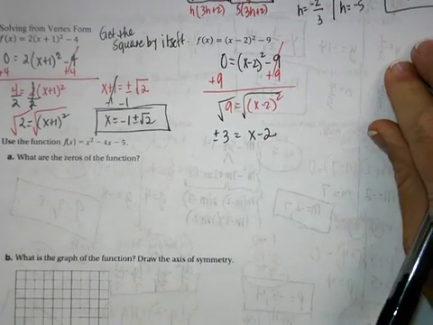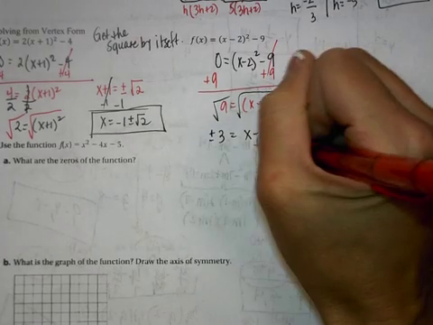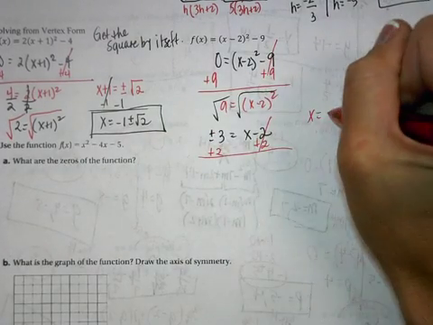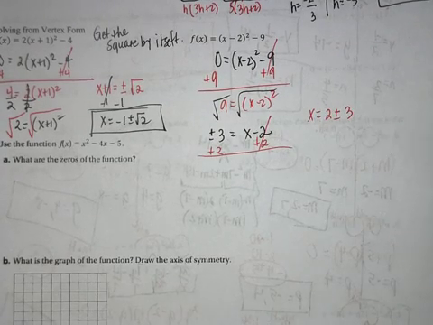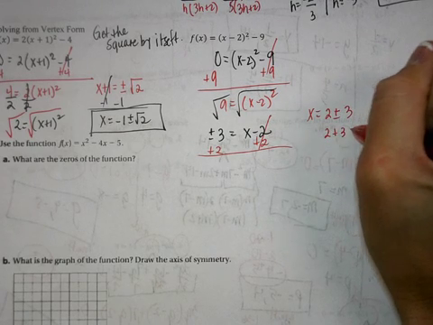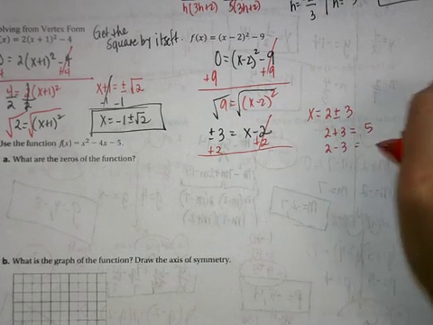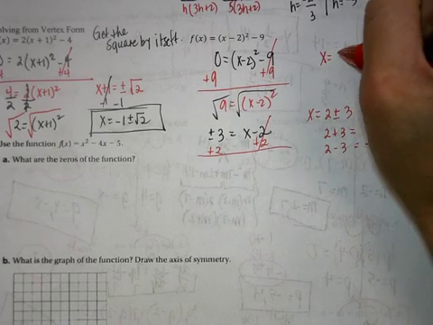Okay, what will I do now to get the x by itself? Good, add 2 to both sides. So when I write this out, I have x equals 2 plus or minus 3. Can that be simplified? Yes. So we have one problem that is 2 plus 3, which is 5, and one is 2 minus 3, which is negative 1. Okay, and so my answers are x equals 5 and negative 1.